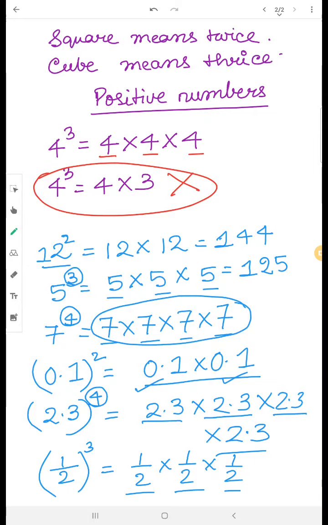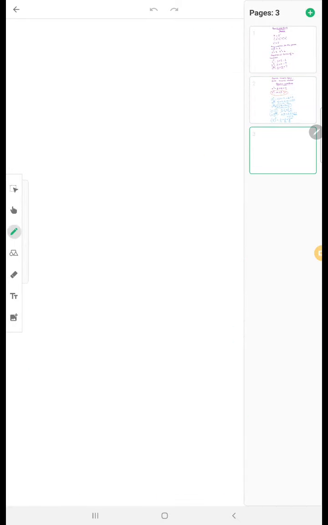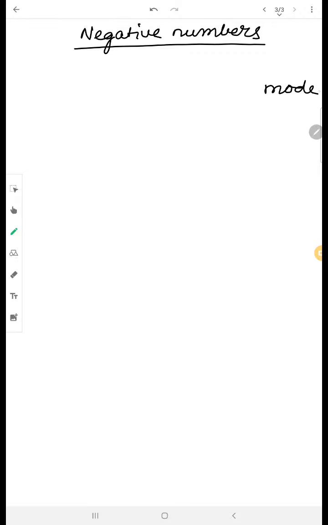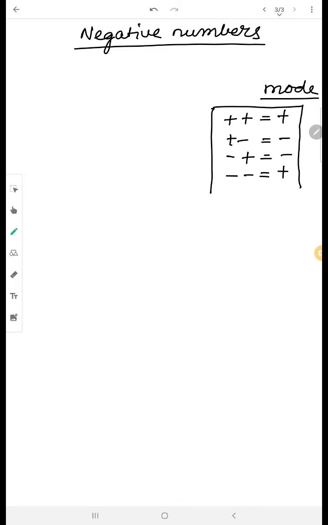Now I'm going to talk about negative numbers, which is a very important part, and often I have seen children get confused with what is going on. Let me write on top, negative numbers. You must memorize the mode of operation for signs actually. Plus plus makes plus, plus minus makes minus, minus plus makes minus, and minus minus gives us plus. This is the mode of operation for signs which you should not forget. You need to keep it in mind.